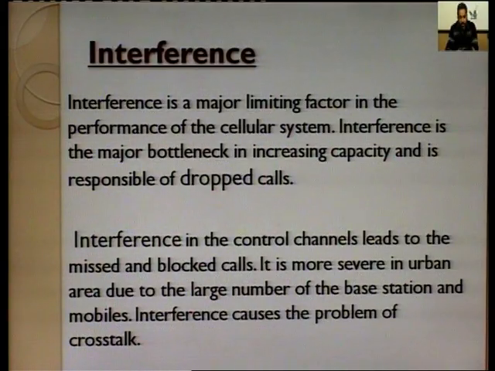Due to the large number of base stations, micro cells, meaning the cells are closer to each other, there is a large interference in that area. Here the interference also causes the problem of crosstalk, along with dropped calls and missed calls.